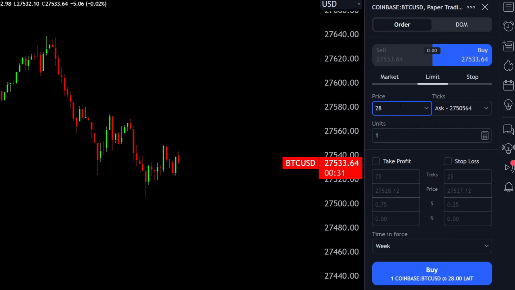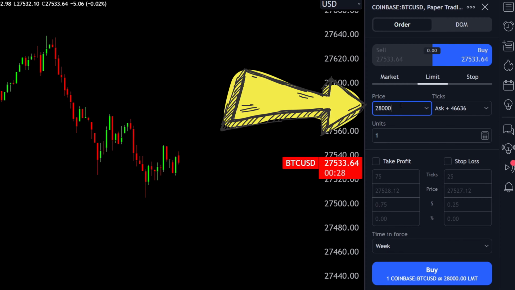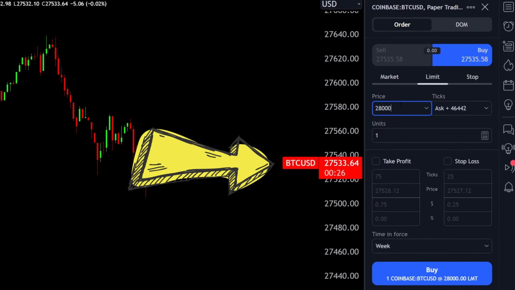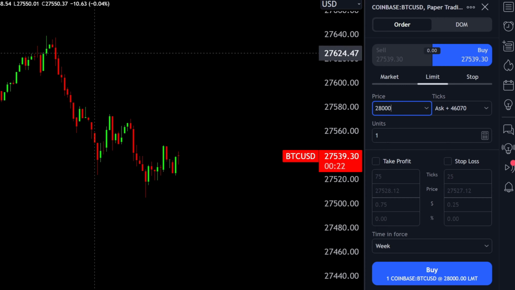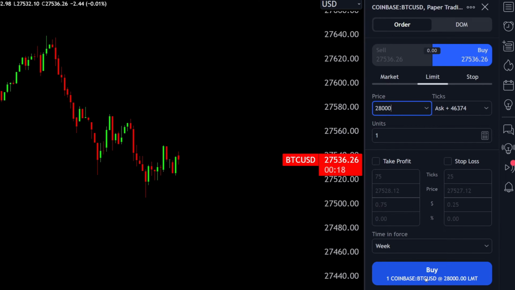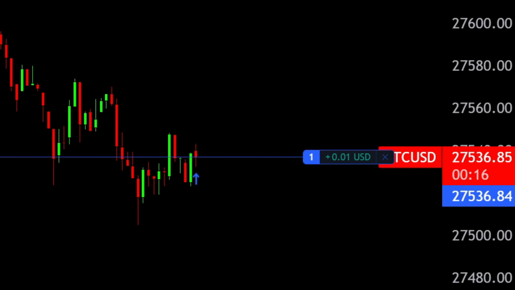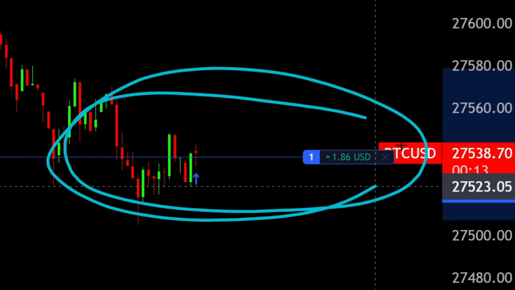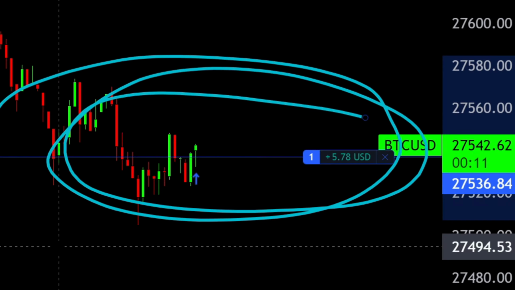So let's say that we place an order at 28,000 while the price is currently at 27,500. This will actually mean that we want to buy the asset if it's at 28,000 or lower. So if we click buy right here, you can notice that we actually bought the asset right away, and we are currently in a position.